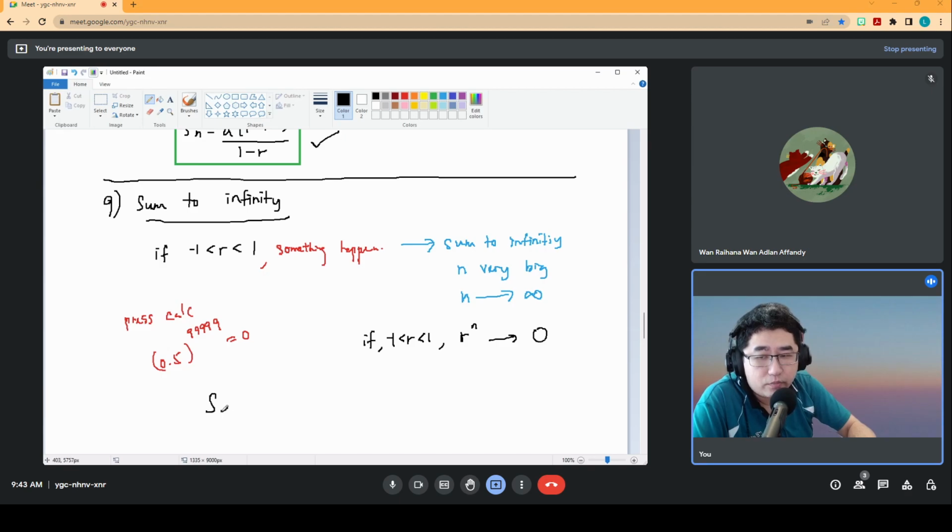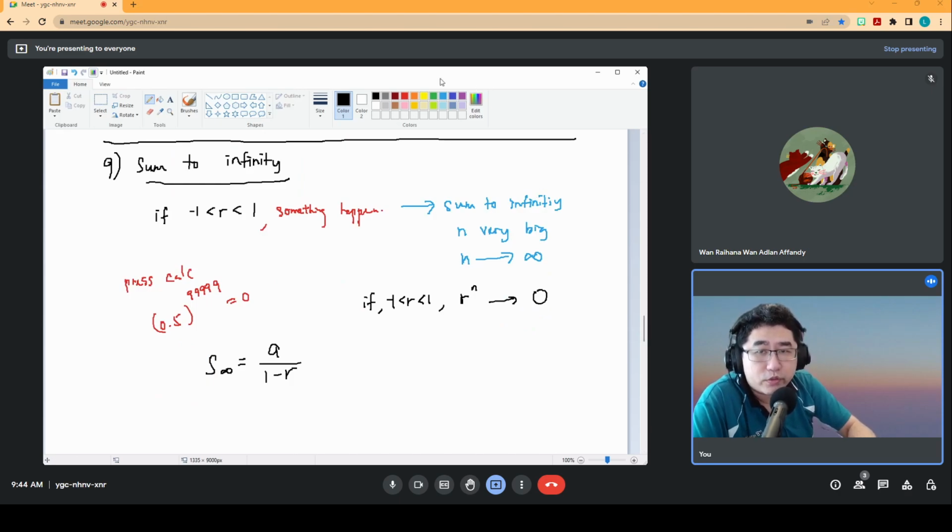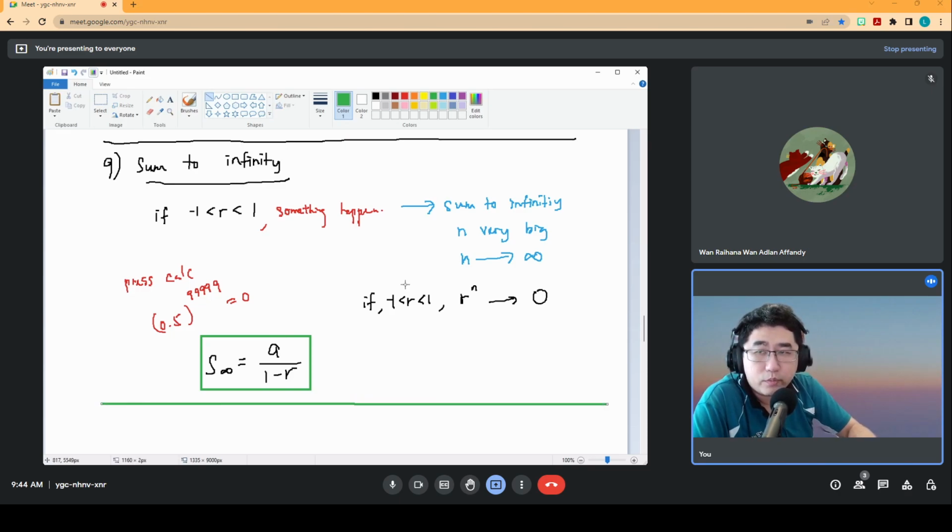So when this happens, we say that the sum to infinity becomes A over 1 minus r. Because the r^n here goes to 0, you are only left with 1 minus 0. A times 1 is A over 1 minus r. So you will have this formula. All in all, these are all the formulas that you are supposed to know for AP and GP. Okay, let's look at the questions now.